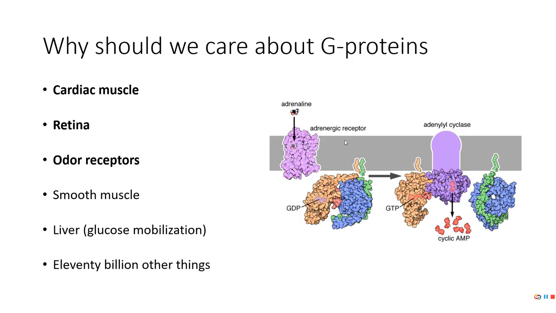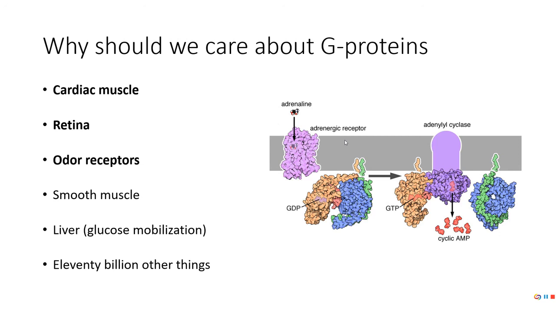Why do we care about this? Well, they are involved with a lot of different things, including, but not limited to, what I've got listed here. Notice that cardiac muscle, retina, and photoreceptors are bolded. The reason I've got that bolded is we're going to talk about specific G protein pathways later on in the semester.